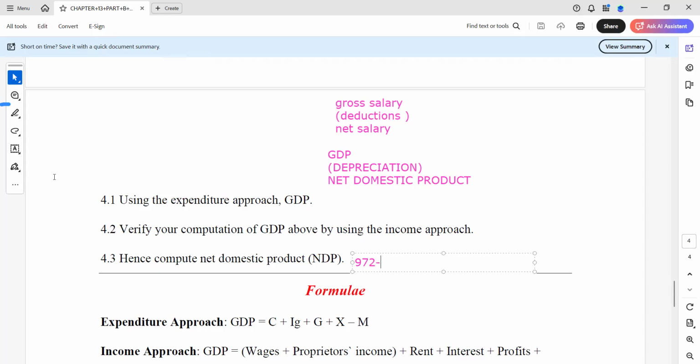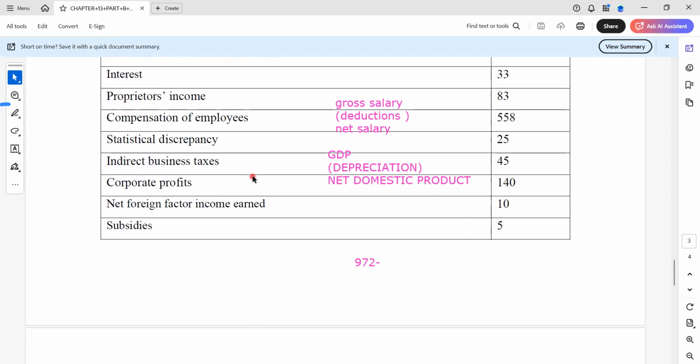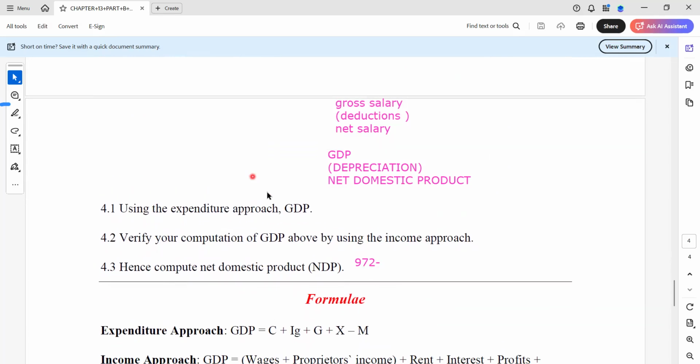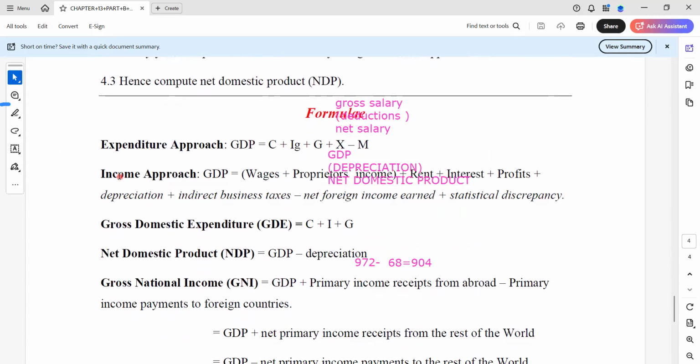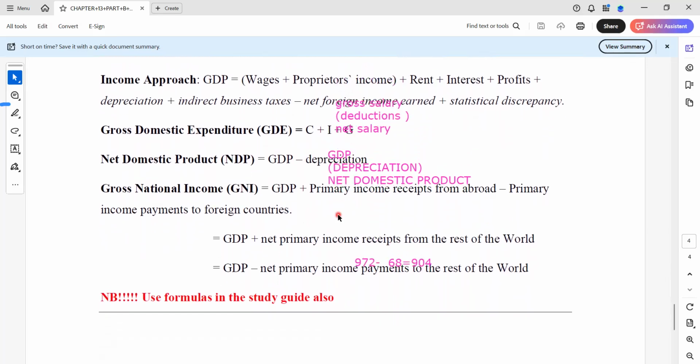So our depreciation is what? Here's our depreciation at 68. So we're going to minus 68, equals 904. And you guys can look at the formulas, we have the formulas done here. Net domestic product is GDP minus depreciation, and so on.